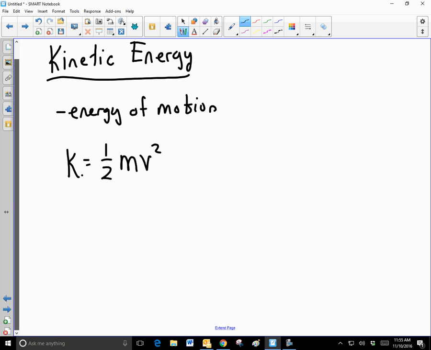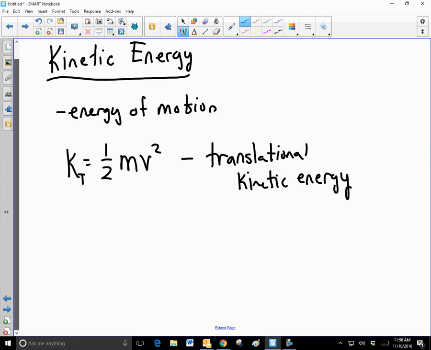So we're going to go ahead and define this as K sub T for translational kinetic energy. Later on, we're going to define K sub R, which is rotational kinetic energy.